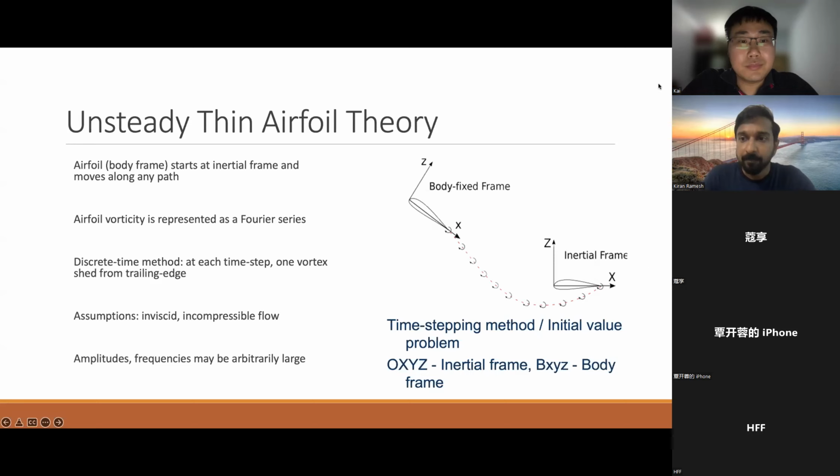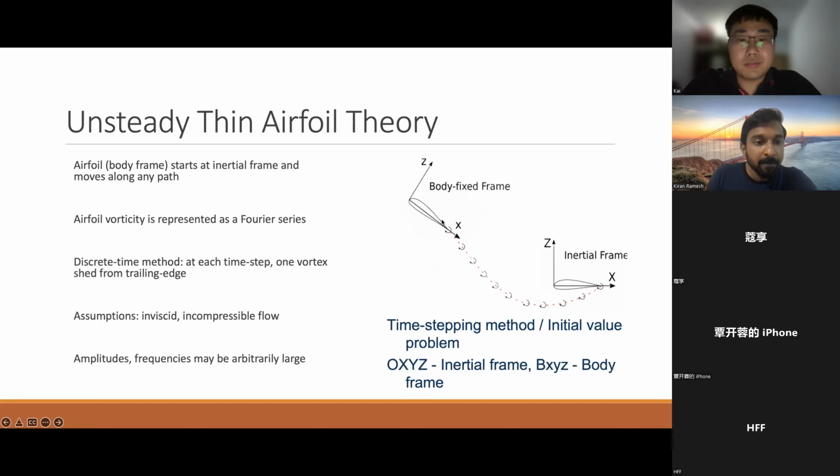The basis of the method that we use for modeling leading edge vortex flows is what is known as unsteady thin airfoil theory. So this is a time stepping method where at each time step we solve a certain problem. Here we can see this XYZ is the inertial frame that is fixed to the ground, and we have a body frame that moves along with the airfoil. And at each time step, we shed a discrete vortex into the wake.